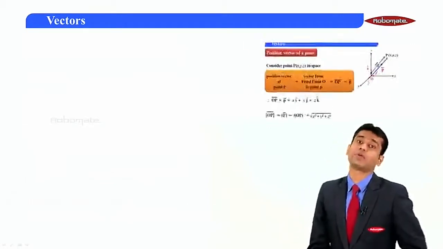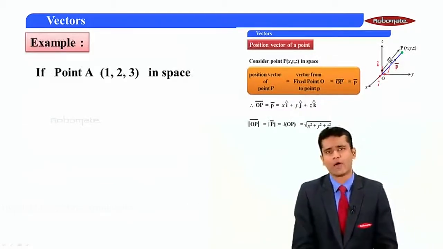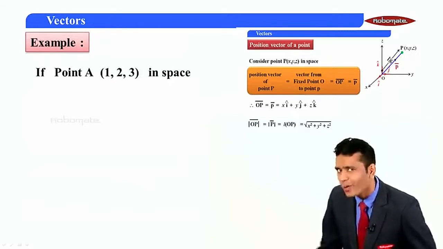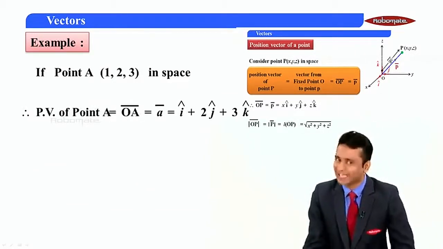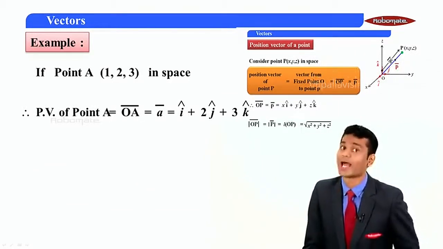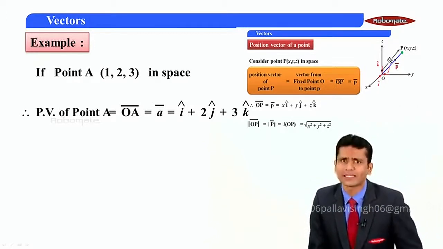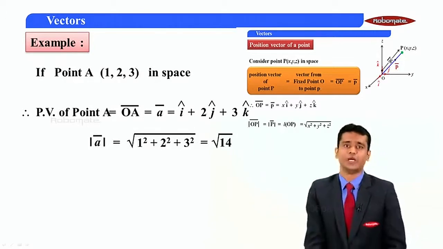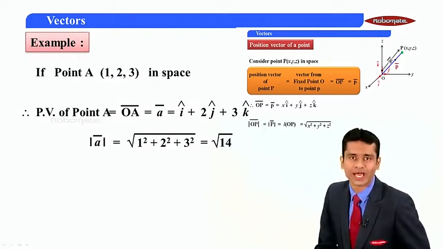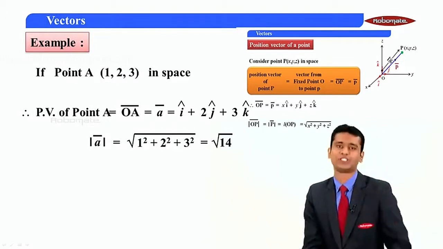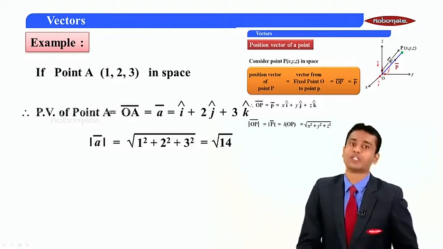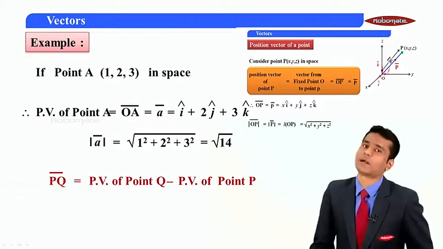Yes, let us come to one example. I give you a point A with coordinate 1, 2, 3. What's the position vector of this point A? Yes, it's OA bar, it's small a bar, and it's i cap plus 2j cap plus 3k cap. What is the magnitude of this? The magnitude mod a bar is root of 1 square plus 2 square plus 3 square, which is equal to root 14.